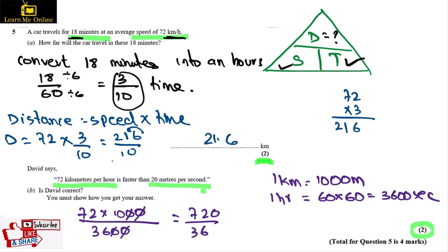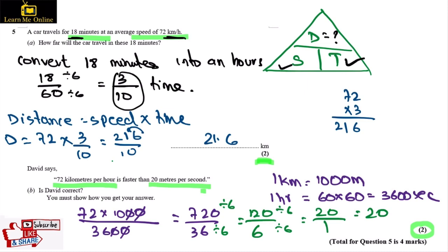You see that 36 and 720 both go in the 6 times table, so you can divide the top and the bottom by 6. How many 6s make 72 is 12, so it would be 120. And how many 6s make 36 is 6. We can still simplify it. How many 6s make 120 is 20, and how many 6s make 6 is 1, so that would be 20. It means that 72 kilometers per hour is not faster, but exactly the same speed.